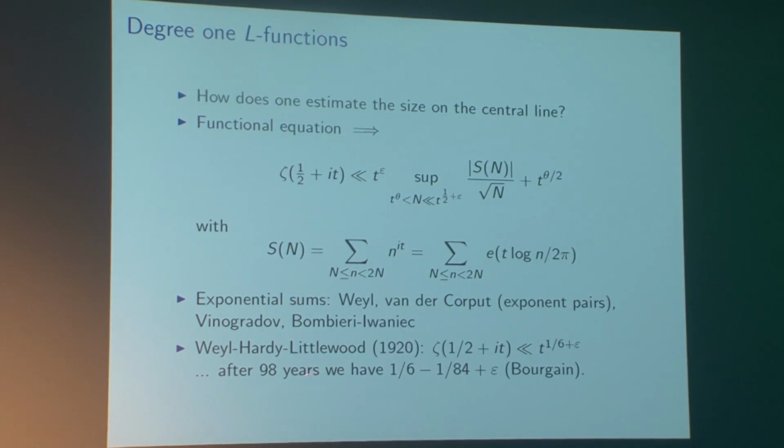And in the last 98 years, we have reduced it by 1/84. And it appeared last year. It's a paper by Guth and Maynard. So beating the Weyl bound is a really difficult problem. And beating the Weyl bound by a big margin is even more difficult, I think.